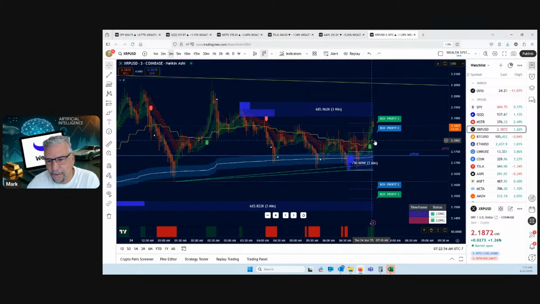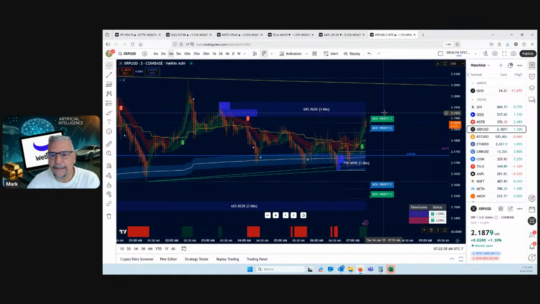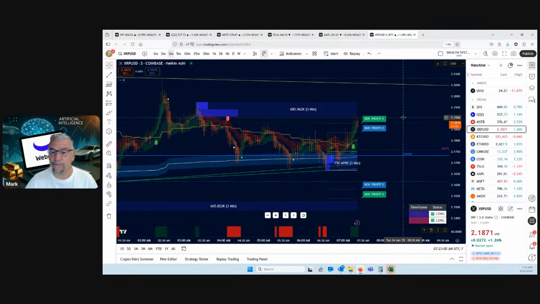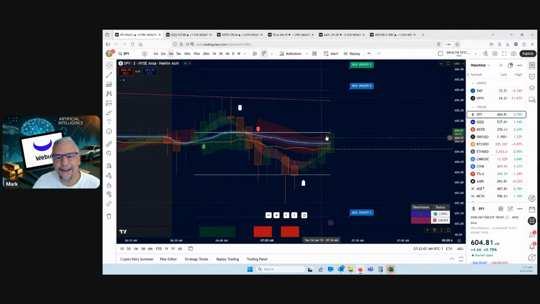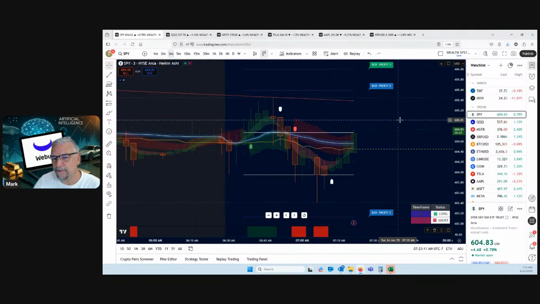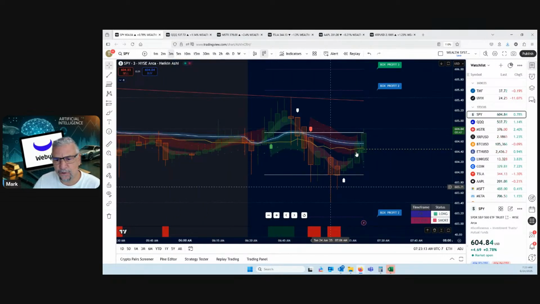We've crossed over the trend line, and XRP is looking really good. Going back to SPY, there it is. So just like we were saying, it hit the opening high. What's it going to do from this point? If that's a strong enough reversal, it's probably going to come up and maybe touch the 605.